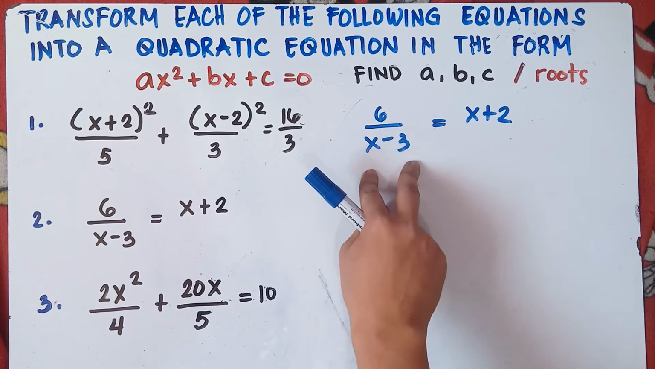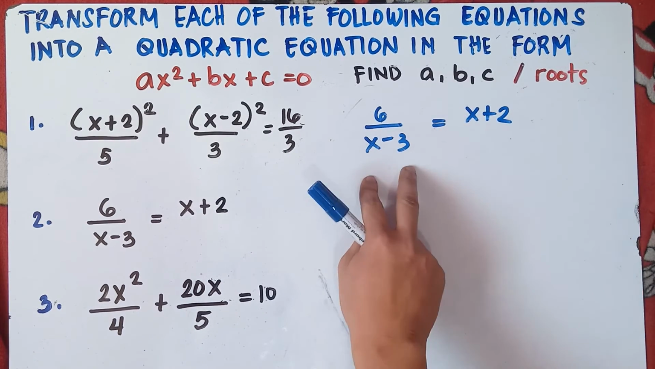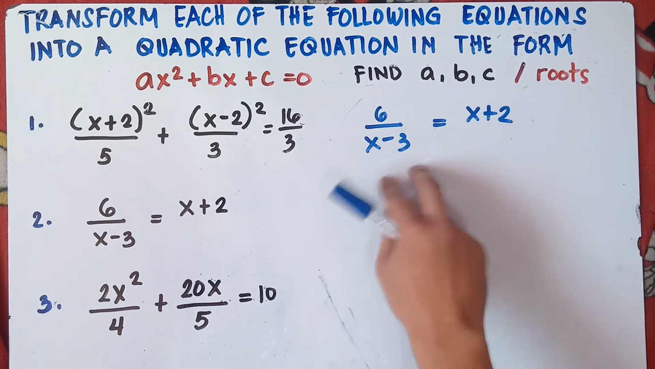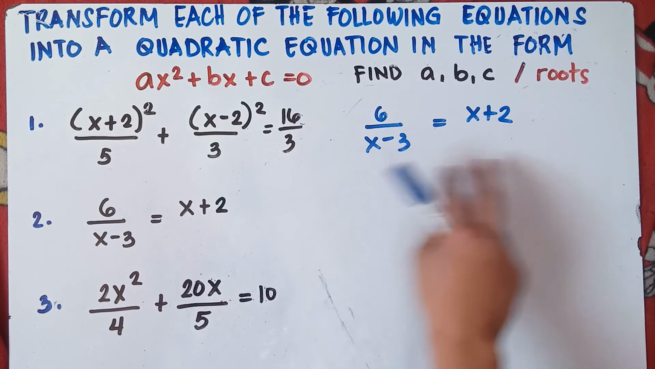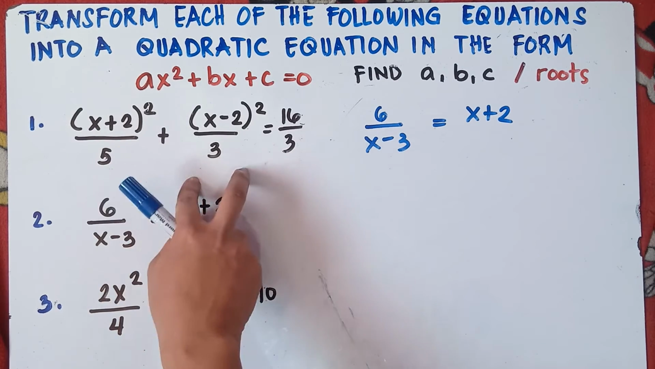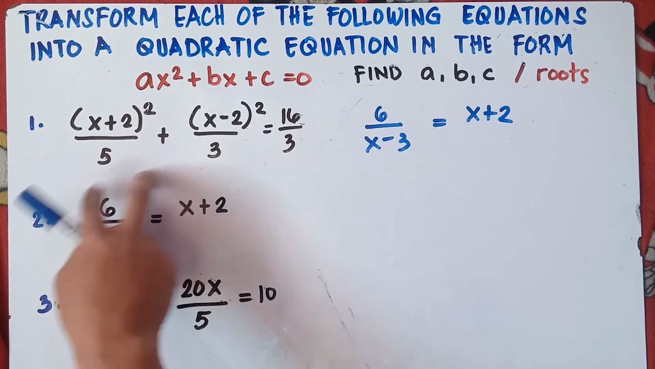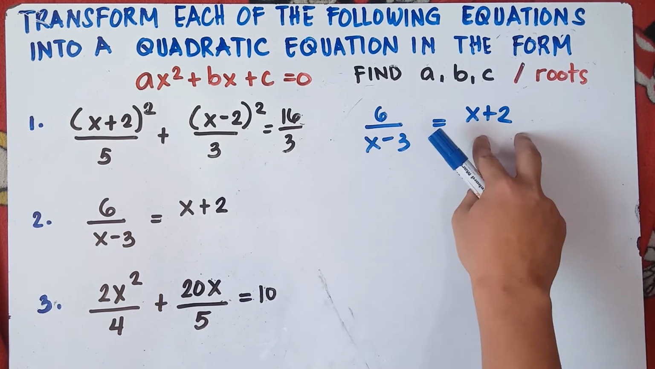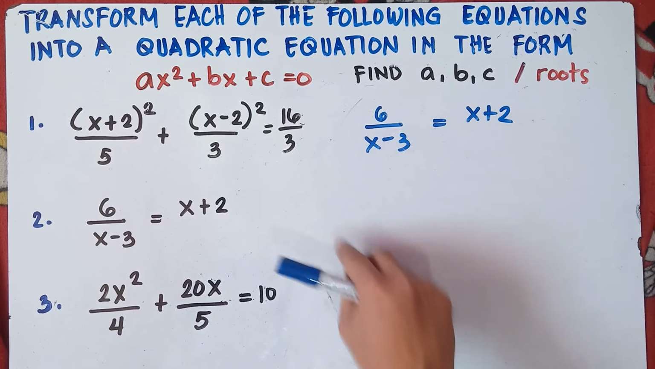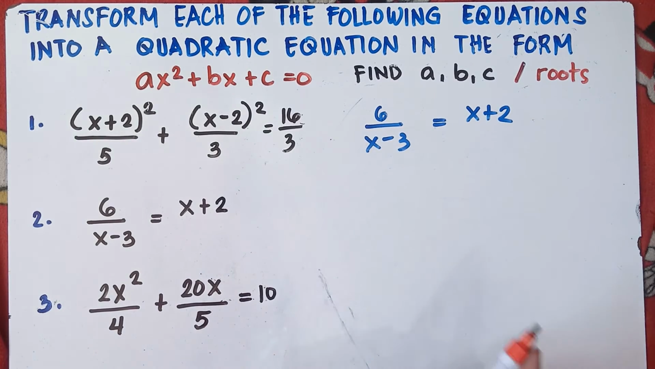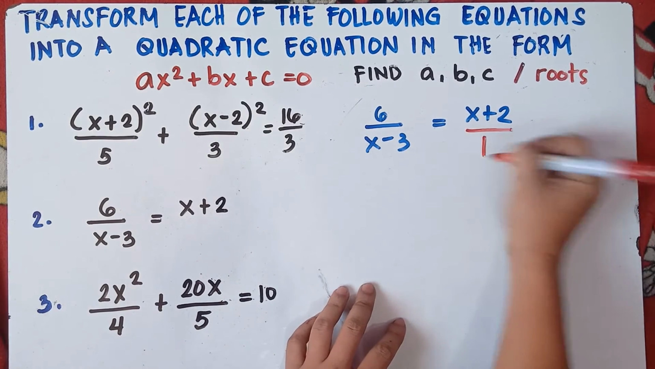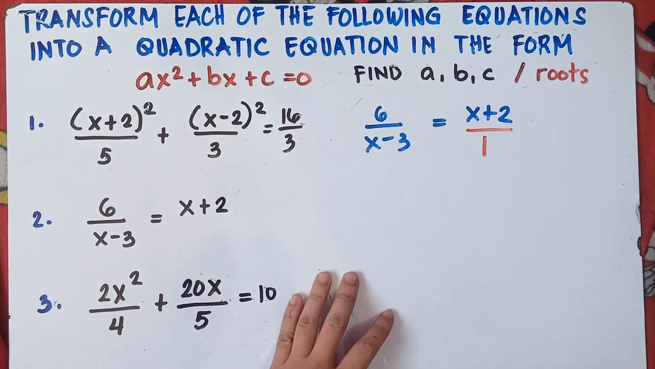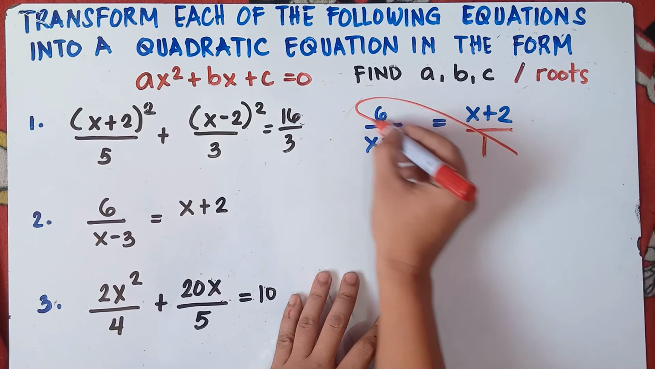If you have this kind of equation, one fraction on the left side and another on the right side, just simply do the cross multiplication, class. In number 1, we cannot do the cross multiplication because we have two fractions on the left and one on the right. This one has only one fraction on each side, so we can simply do the cross multiplication. So we cross multiply, class. This will be very easy for number 2.